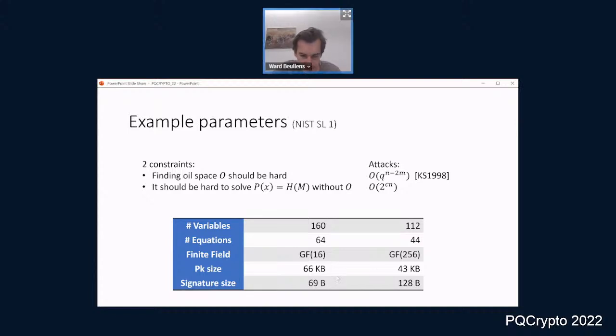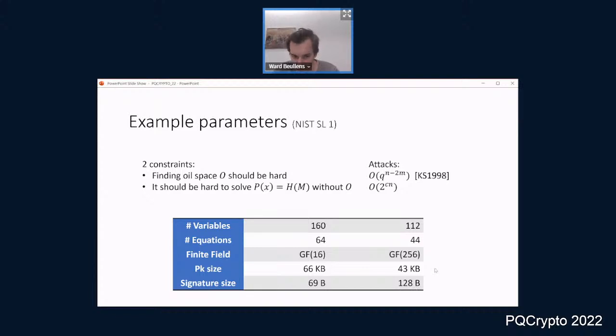You can see the public key sizes are kind of big, like 66 kilobytes or 43 kilobytes, but the signature size is quite small. Like, wait, I think this 69 is supposed to be 96. Sorry. And then 128 bytes for the other parameter set.